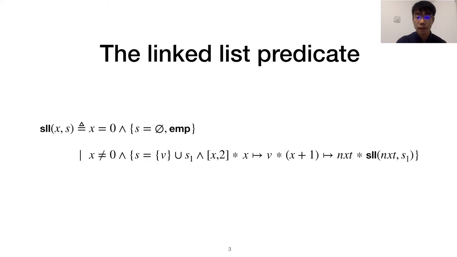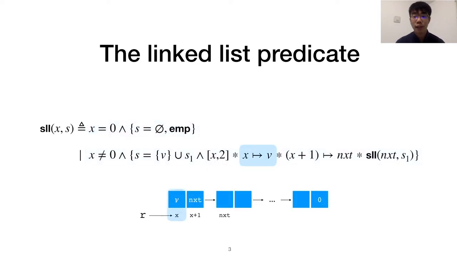The linked list predicate is defined with two constructors: an empty case when x is a null pointer, and a non-empty case when x points to the value at the head of the list, and x plus 1 points to the tail.